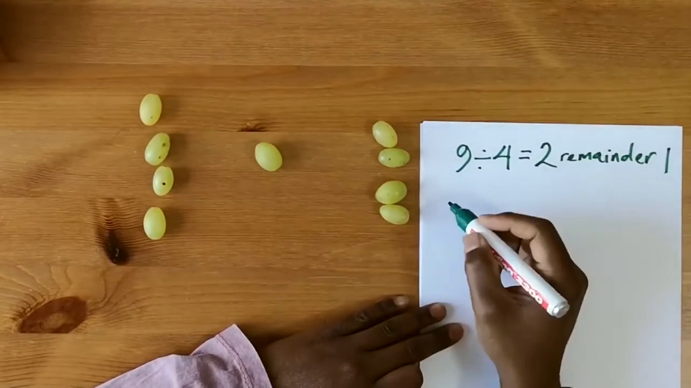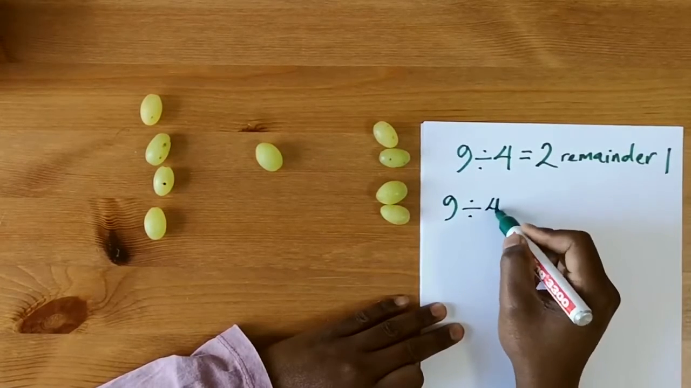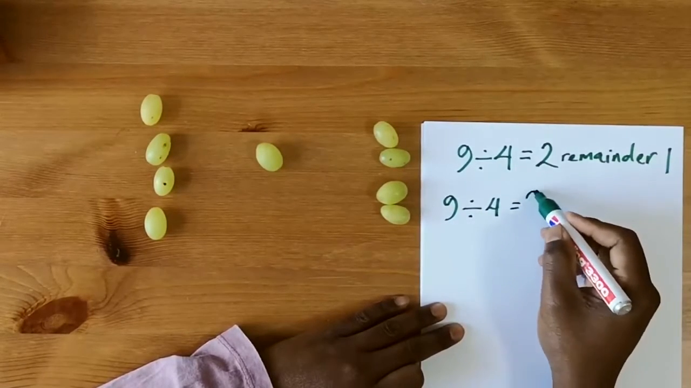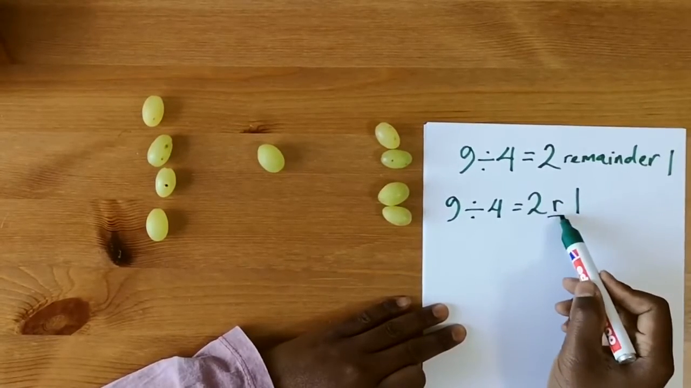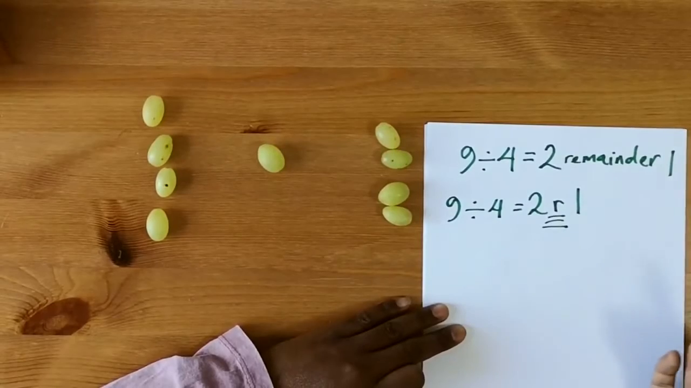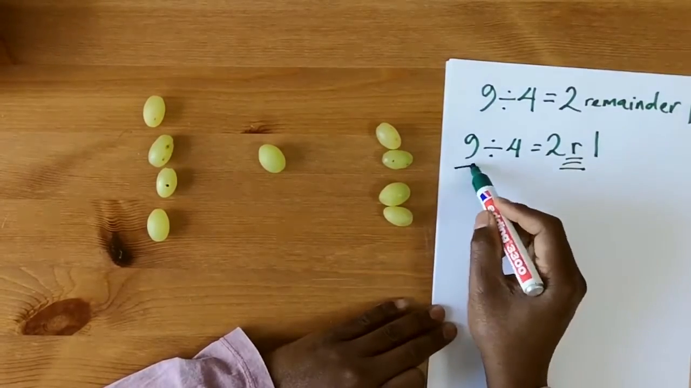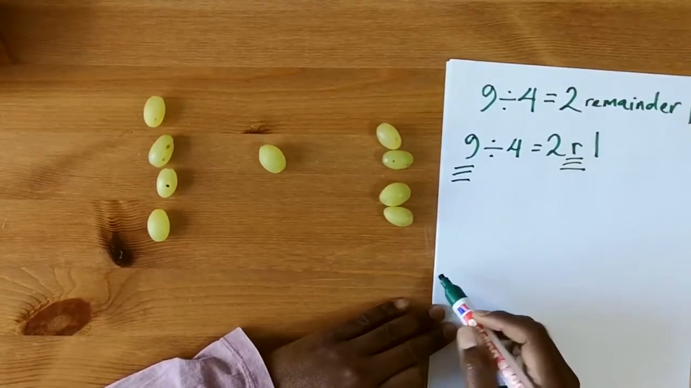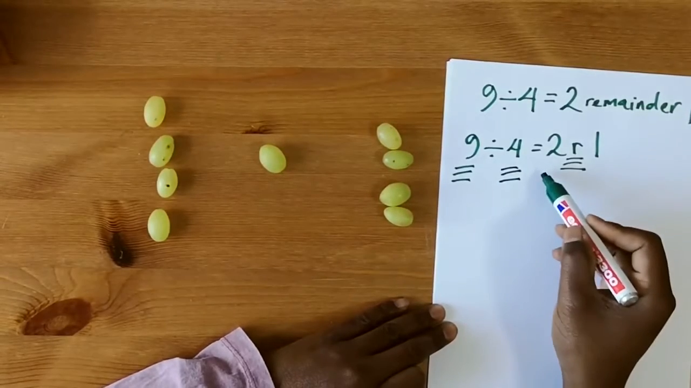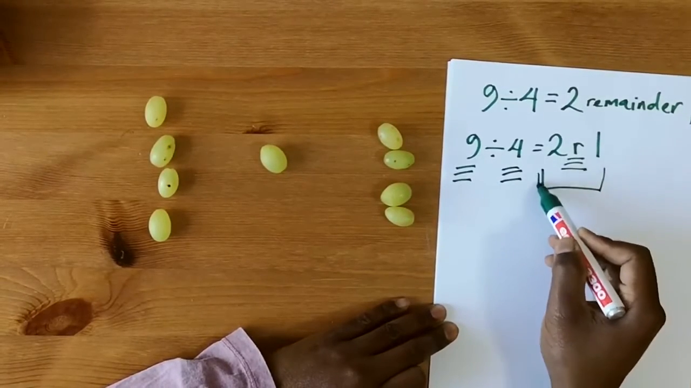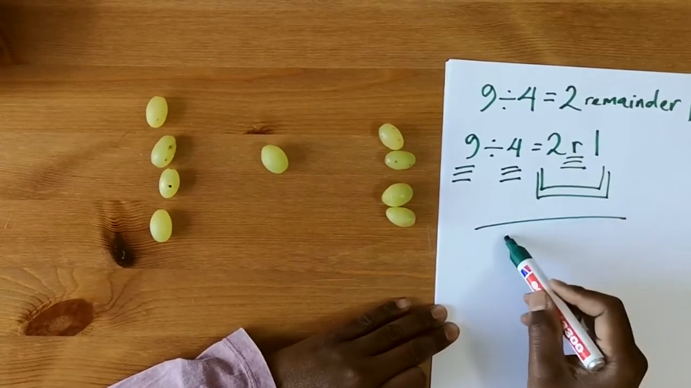Now there's a shorter way to write this. 9 divided by 4 equals 2 R 1. Now this R is remainder. Now let's take a look at this. This is the dividend. This is the divisor. And this is the quotient, but with the remainder in it.